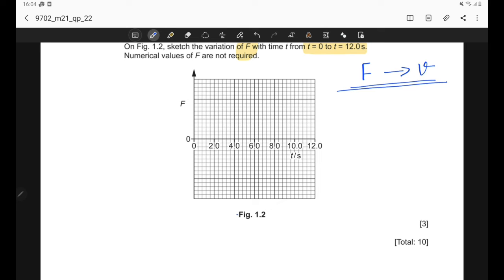Here we can use the equation force is mass times acceleration. So force is equal to mass times acceleration, which is the rate of change of velocity, and mass is constant here. So from this we can write that force is directly proportional to the rate of change of velocity. Now what is this delta V over delta T? That is the rate of change of velocity.